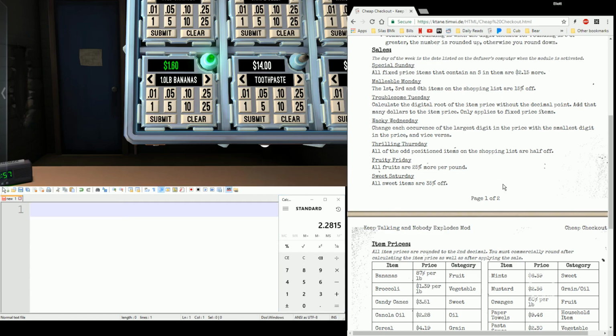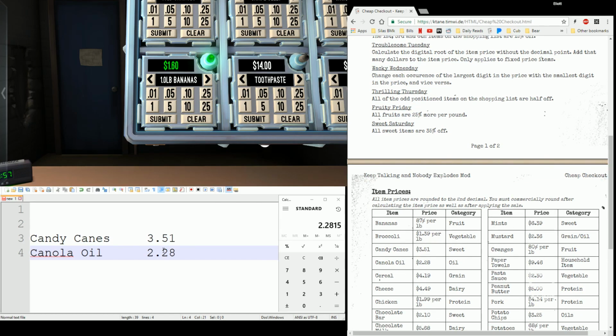And Tuesday, which is the one I skipped, let's actually do, we're on candy canes. So we'll do candy canes and canola oil. Yeah, we're going to assume these three items are on a Tuesday so we can look at them. Here's candy canes. Here's canola oil. And paper towels.